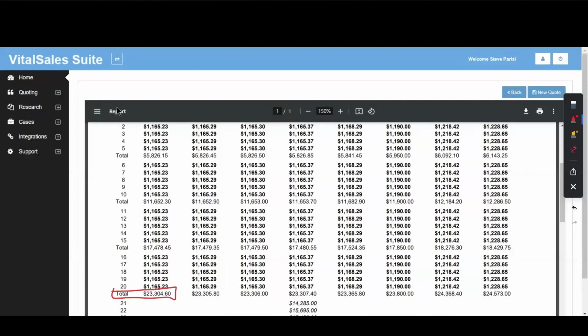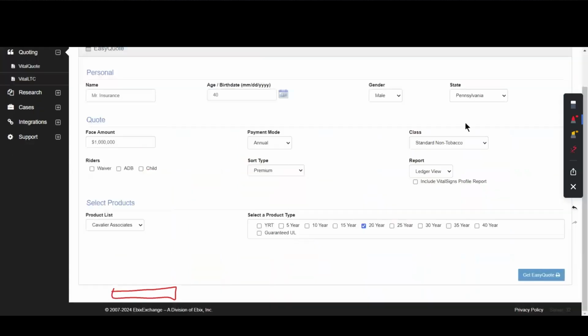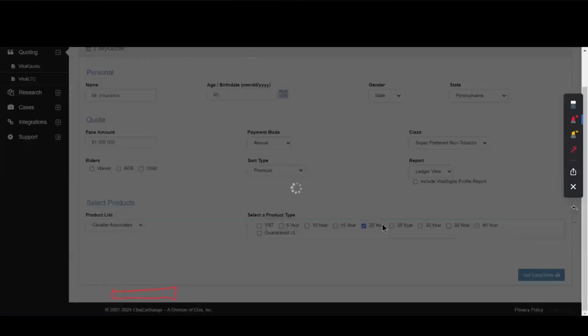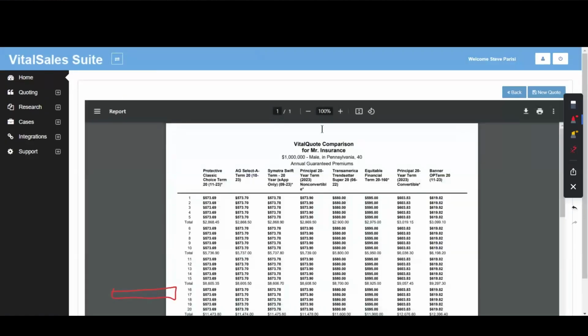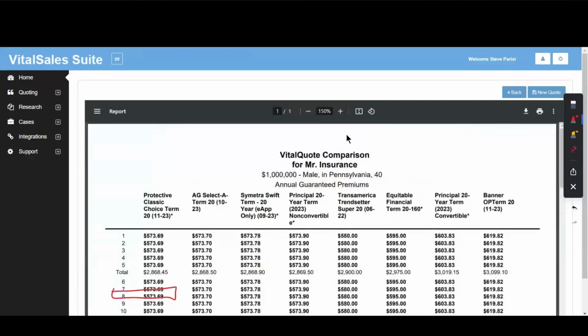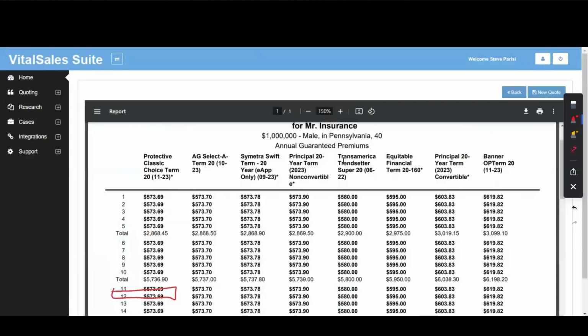What happens if he's healthy? And we'll end with this. Let's say he gets the best health class, super preferred. Same 20-year term. We'll pretend he works out every day. Look at that. Premium's cut in half. So your health rating is going to have an impact on the premium.